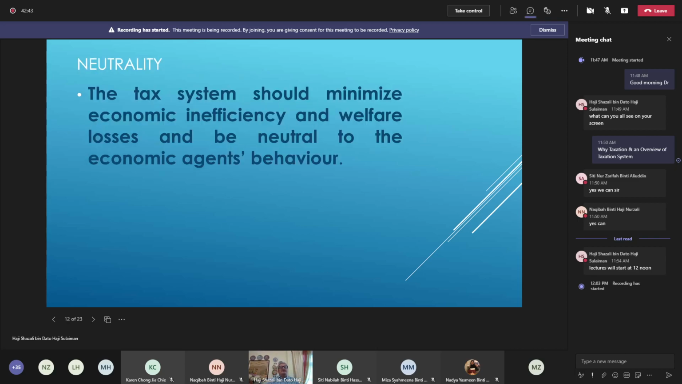Neutrality, in other words, the tax system should minimize economic inefficiency and welfare losses and be neutral to the economic agent's behavior. Yeah, you want to make sure that whatever system you put in place, there should be no inefficiencies, and the revenue that is collected is utilized to the maximum possible usage in terms of running an efficient economic system and economic environment.